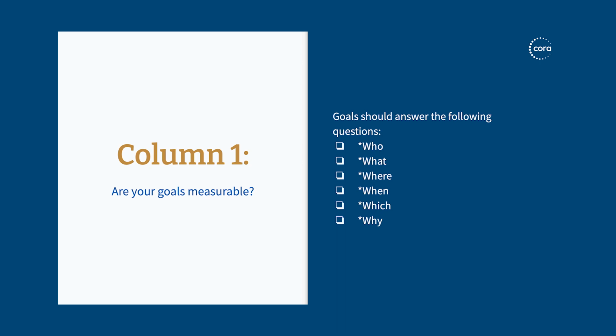On the next collection of slides, I'll go through each column. In column 1, it asks the question, are your goals measurable? So think about the draft goal that you've created, and whether the goal that you've drafted answers some of these questions. Who is involved? What do you want to accomplish? And then where, if there's a location. Establish a time frame.